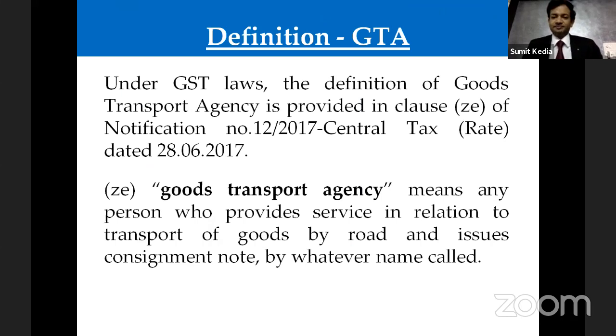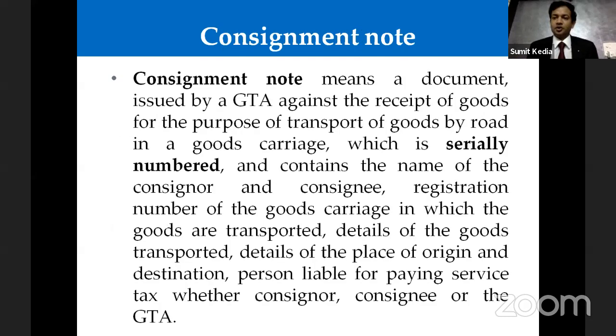What is a GTA? Notification 12/2017, Clause ZD defines what is a GTA. It says GTA means any person who provides service in relation to transport of goods by road and issues a consignment note by whatever name called. You can name it LR, lorry receipt, consignment note, anything. But a transporter, a GTA, is a person who issues a consignment note. What is a consignment note? Consignment note is not defined in GST law, but it is defined in the service tax law. That definition I pasted here.